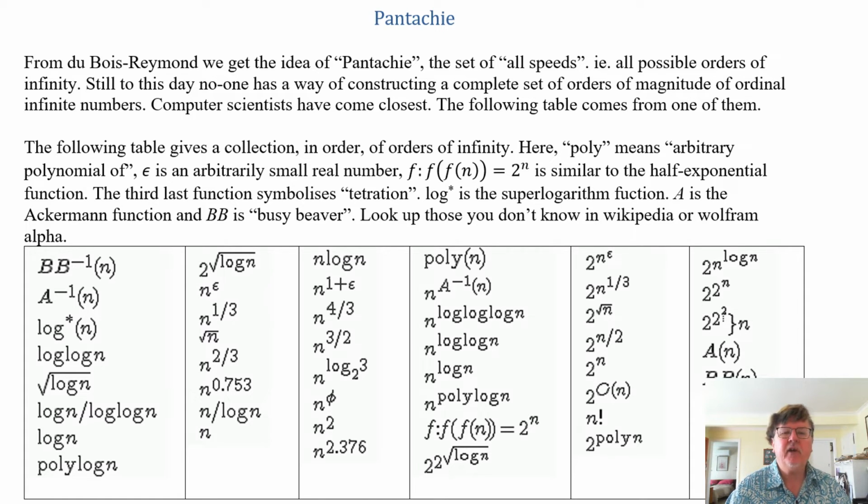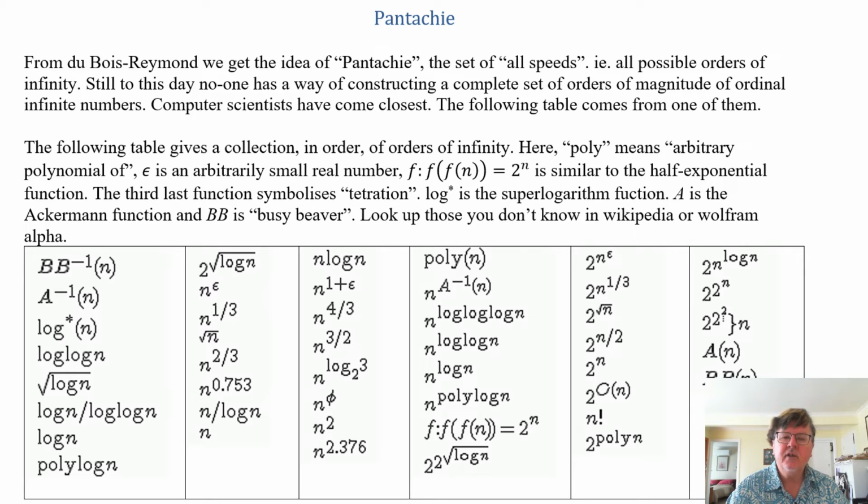Computer scientists have come closest. The following table comes from a computer scientist, and I have to apologize here up front because I don't remember the name of the person who created this table. The table gives a collection in order of orders of infinity. Here poly means arbitrary polynomial, and epsilon is an arbitrarily small number.